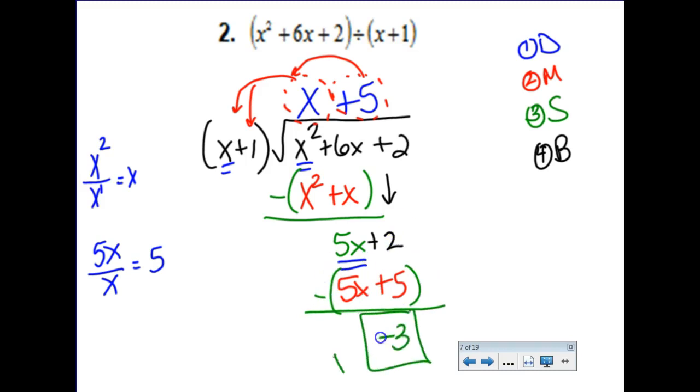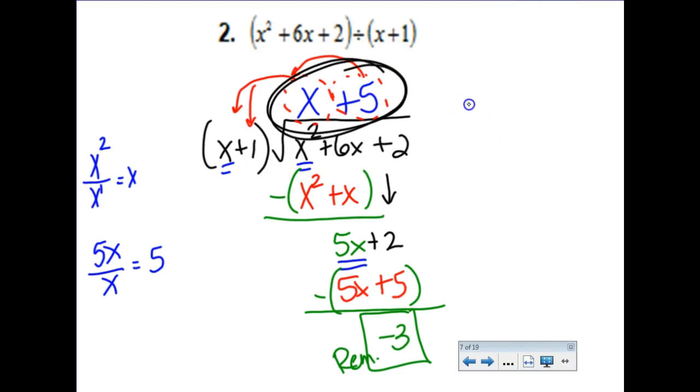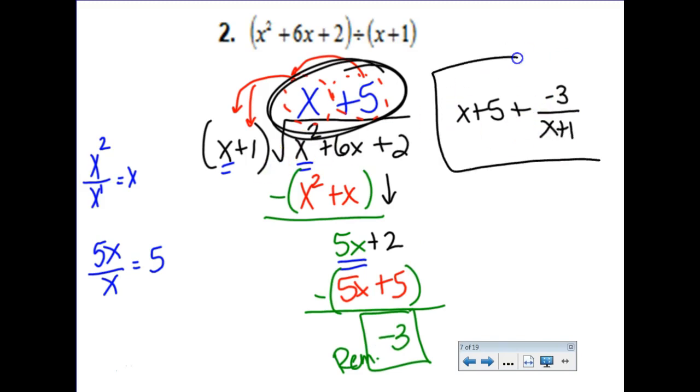This number right here is our remainder. So you might be wondering, okay, what does that mean for my answer? What does my quotient look like? Well, up here, this is still the main part of your quotient, x plus 5. However, remember how the remainder means it's still stuck inside of a division problem? So this negative 3 is still being divided by the divisor of x plus 1. It's stuck inside of the division. So this is my true quotient.